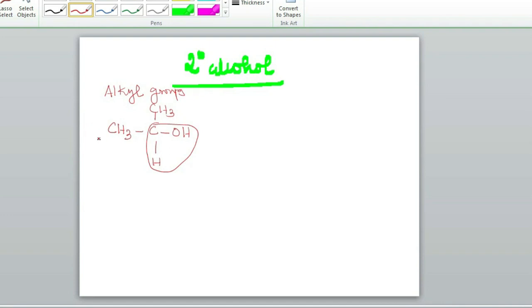How is it named? How many carbons are present? 1, 2, 3. Three means propane. The OH group is attached to the second carbon, so 2, then alcohol is ol. So propan-2-ol. This is the alkyl group present. The same example we are going to see for the allyl. Allyl means a double bond is present. So what is the methodology? CH3.